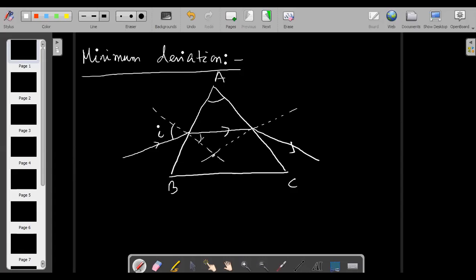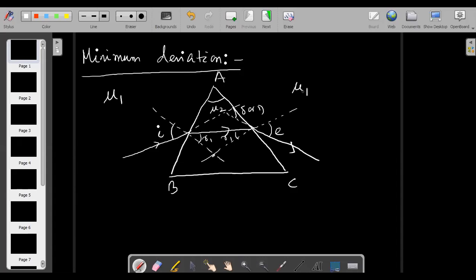This is the angle of incidence I. This is the angle of refraction R1, this is R2, this is the angle of emergence E. And deviation is like this: if you produce the rays backward, this is the deviation, delta or D. Its refractive index is mu1, then mu2, and this is again mu1. So what is minimum deviation here?